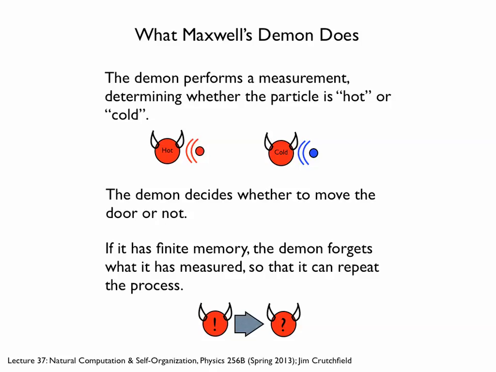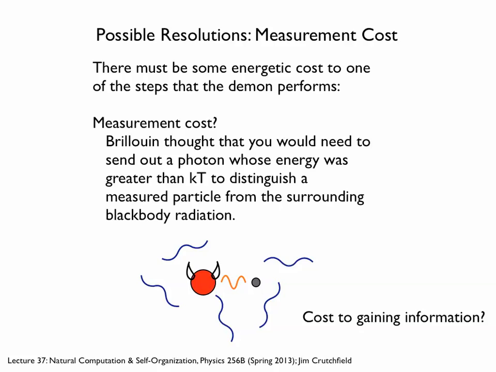And also the daemon needs to decide to open the door or close the door. But also, this is a part that people sometimes forget about if they're thinking about the computation that one of these daemons does. If the daemon has finite memory and it's performing this process repeatedly, it needs to be able to forget what it measured. So it needs to go from the "aha" state, I know whether you're hot or cold, to the "I'm going to measure again" state. And so it needs to be able to empty its memory register, erase its memory register.